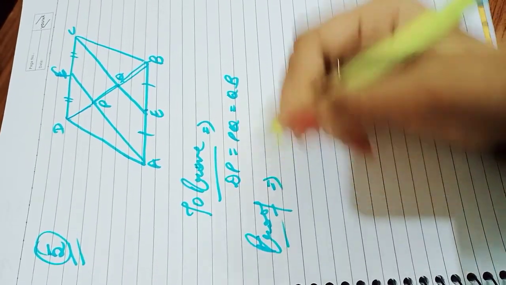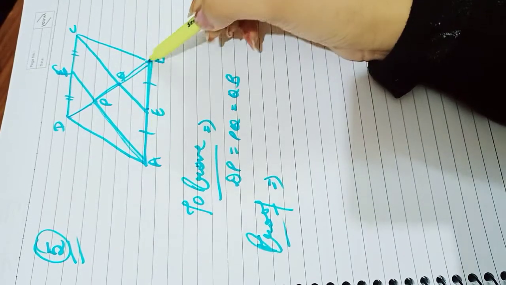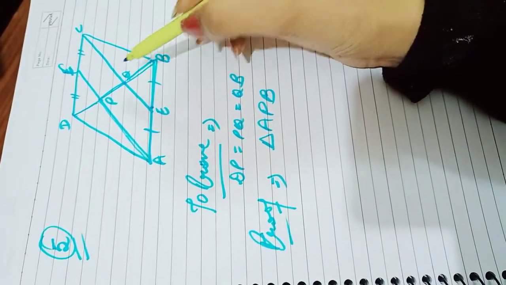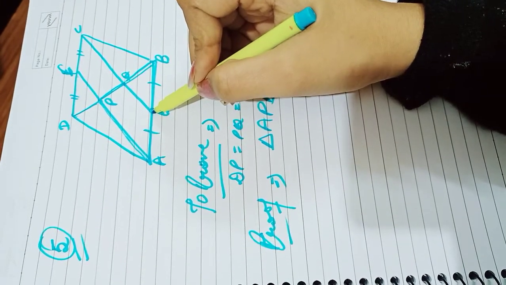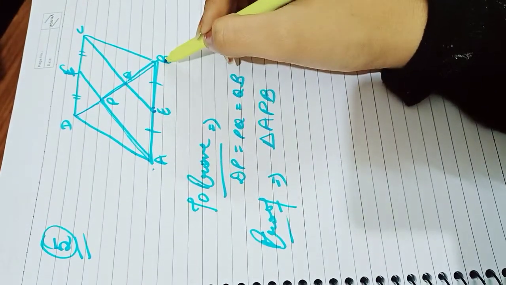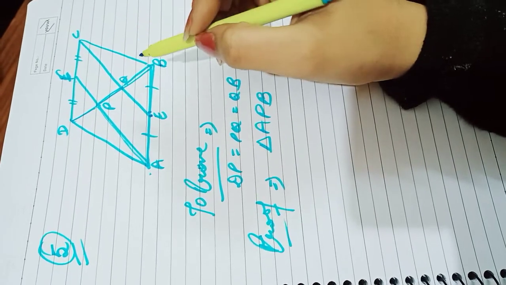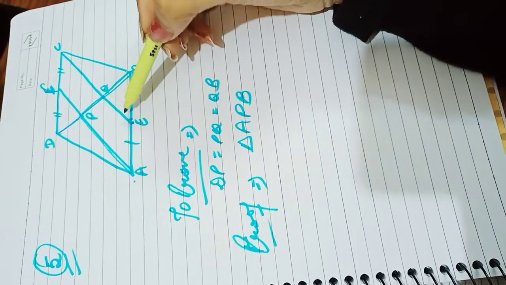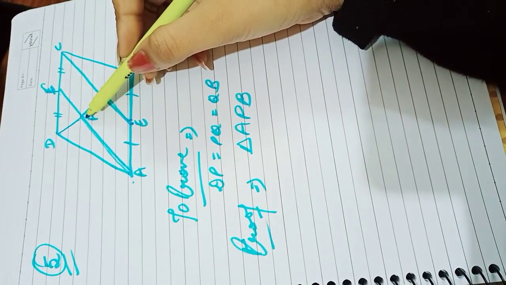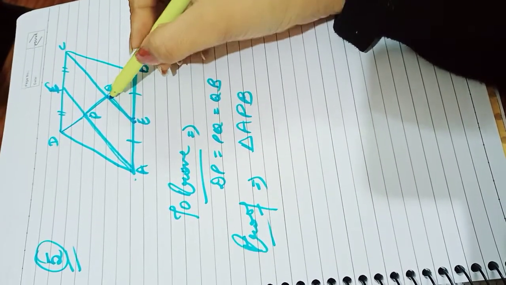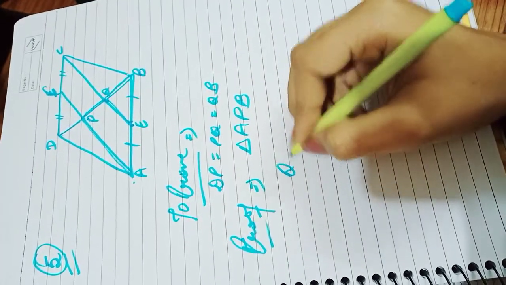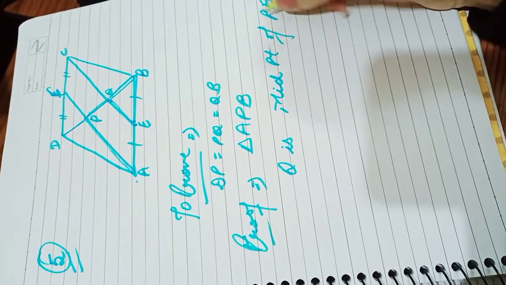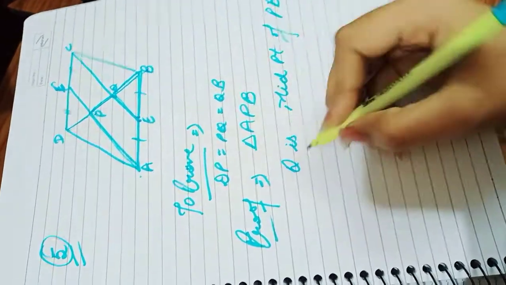First of all, just select a triangle. I'm going to select this triangle APB. In triangle APB, as you know very well, E is midpoint of AB, right? E is midpoint of AB. And this line is parallel to this. So by using converse of midpoint theorem, you can say that Q is midpoint of PB, right? Q is midpoint of PB. If Q is midpoint, you can say that QB is equal to PQ.